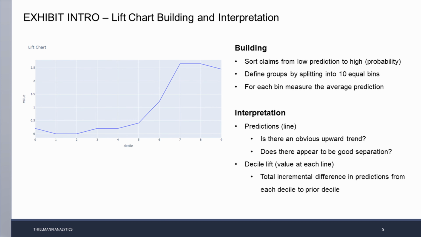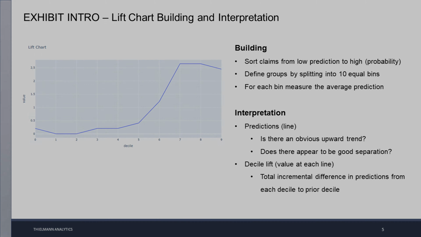The next graph we will be using to evaluate the model is called a lift chart. This chart is built by sorting all the predictions from low to high, then deciling. Each bin defines the average prediction. What we'd like to see here is very low predictions in bins 0 to 5 and high predictions in bins 6 to 9. The thing to identify is an overall upward trend in the graph.